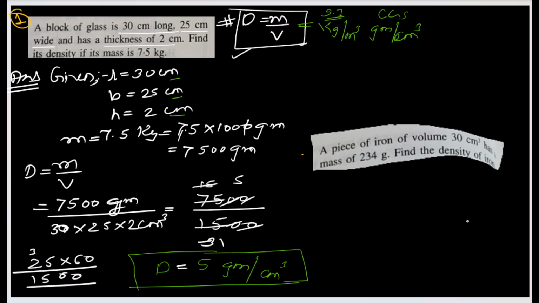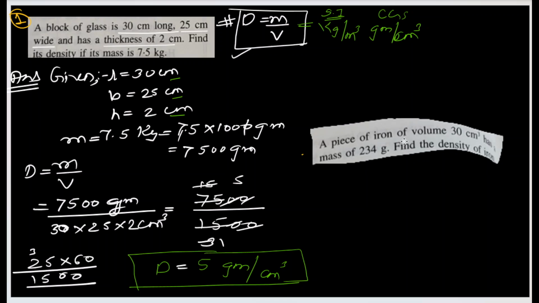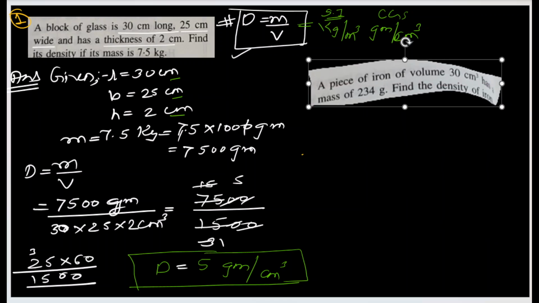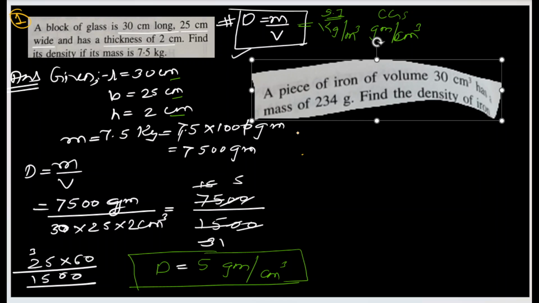Okay, now the next question. How can we solve this? I'm changing the color of the pen so it will be easy for you to understand. A piece of iron of volume 30 centimeter cube has a mass of 234 gram. Find the density of iron.